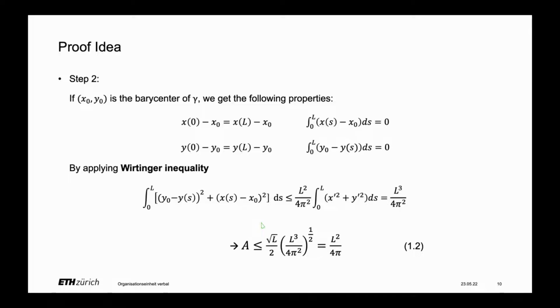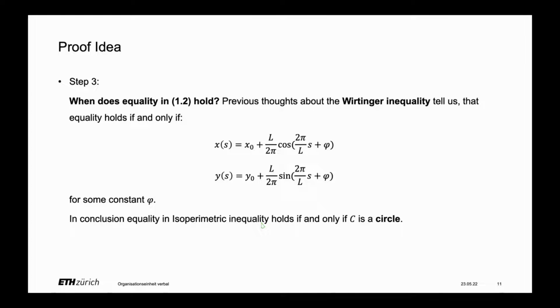So by rearranging, we get exactly that L squared is bigger or equal to A times 4 pi. Exactly what we want. So now we've proved the inequality. The last step remains: what we have to show is the equality. So the question coming up is, when does the equality actually hold?